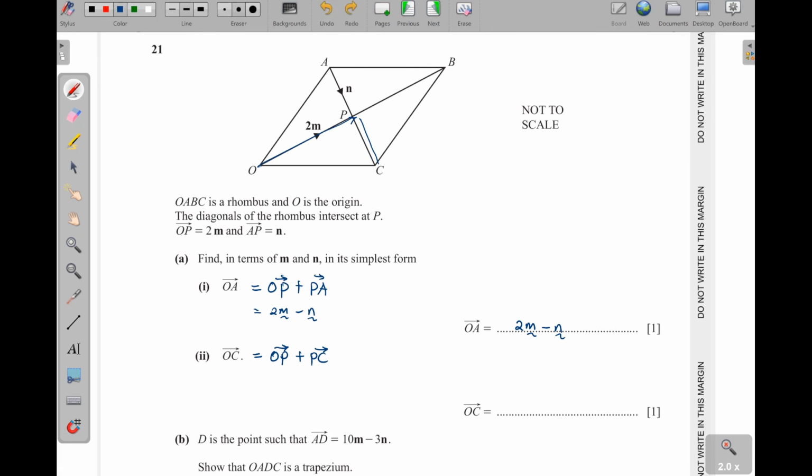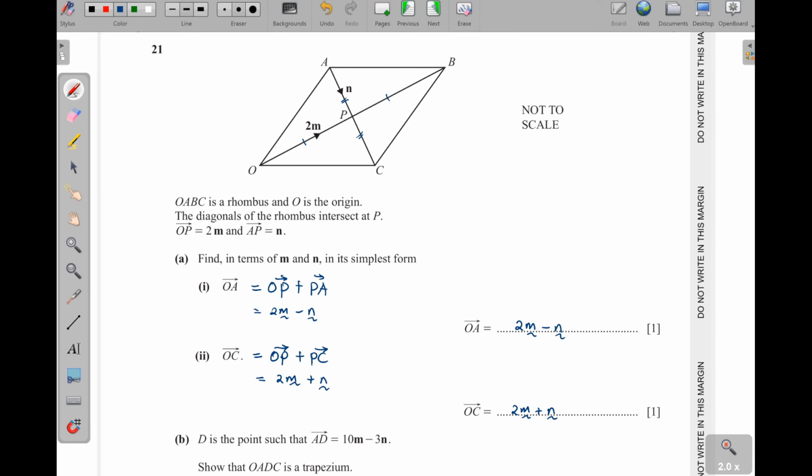And we know that the diagonals of a rhombus, they bisect each other, okay? So meaning this part here is the same as this part here. This one here is the same as this one here. This one is the same as that. So since PC is also going into this direction, then it will be equivalent to n. You see that? So our OP is 2m, and then our PC is also going to be n here. So that means the answer here is going to be 2m, then plus n.